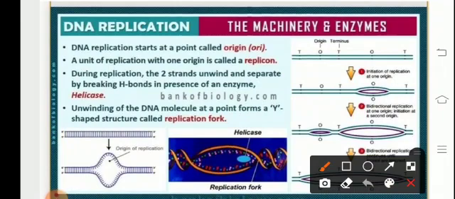The next step is to locate the origin, the point from where the replication will begin. In the case of prokaryotes, there is only one origin of replication, but in eukaryotes there are many origins of replication. So the initiation of replication will take place at one point, which is referred to as the origin of replication. Now we can see that there is bidirectional replication at one origin, and initiation will take place at the second origin.